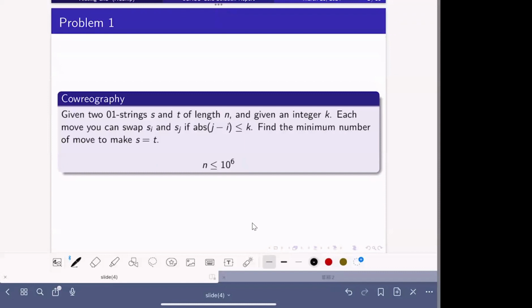For example, if S is 1, 1, 0, 0, 0, and T is 0, 0, 0, 1, 1, and k is equal to 2, you can get S to T in three moves, the three swaps. The first swap is this, and then this.